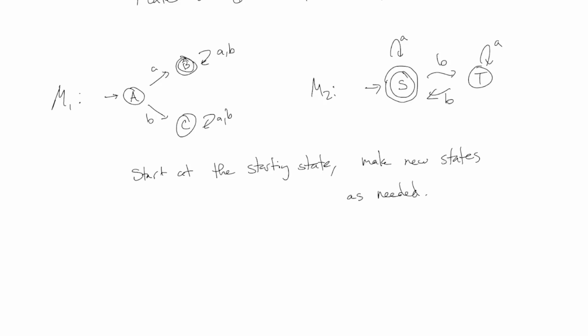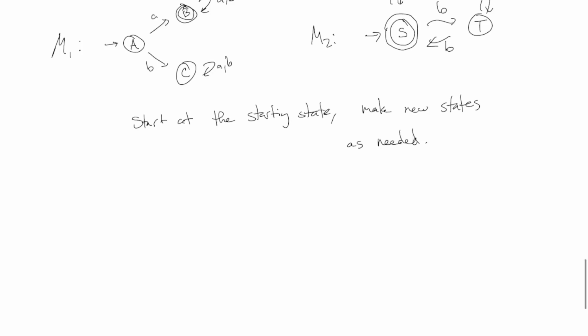You're going to see that in theory, there are 6 total pairs that you could make, but actually some of them are never going to occur when you're doing both machines simultaneously. You'll see what happens. Anyway, I am going to begin with the starting state, which is A, S. Right? That's my starting state.